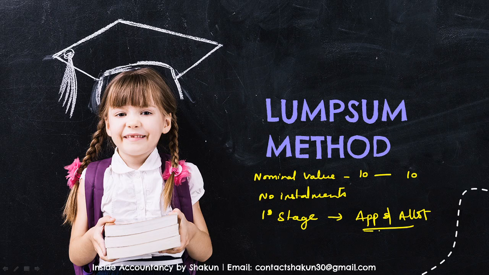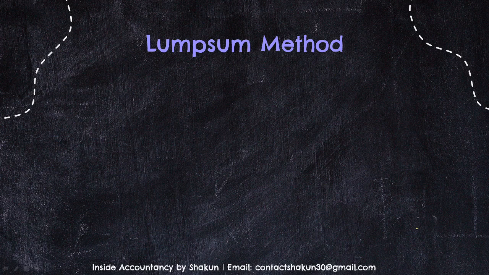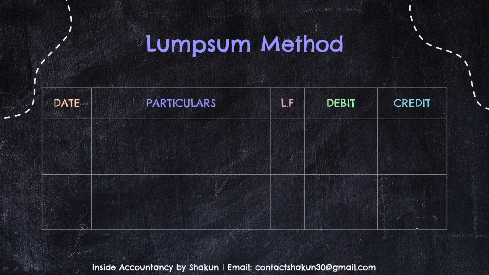Why are we calling it application and allotment? Because the public is applying also, and in the same stage we are allotting them shares also. So let's look at the journal entries. As I told you, every stage has 2 journal entries. Let me just classify that for you. One will be the receiving entry, and I'll be using this term again and again, and the other entry will be the due entry.